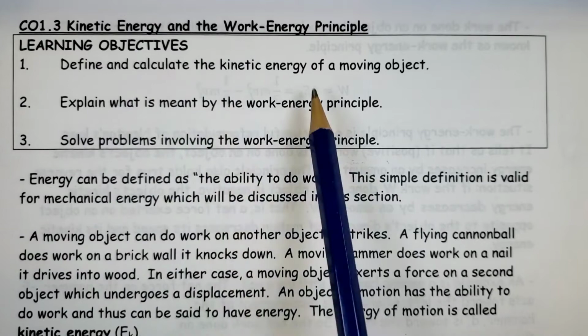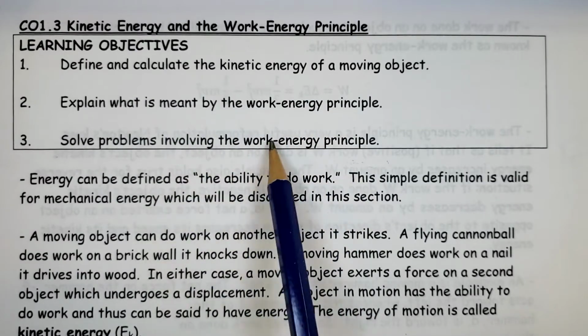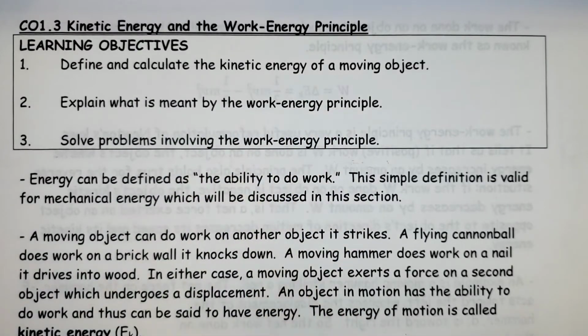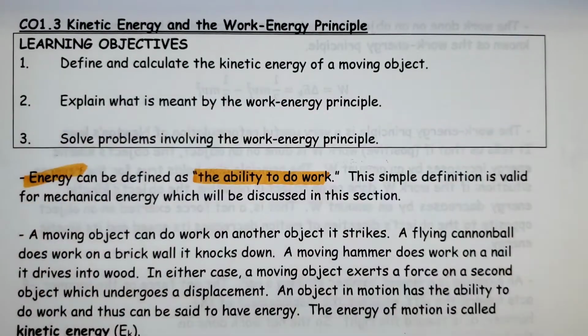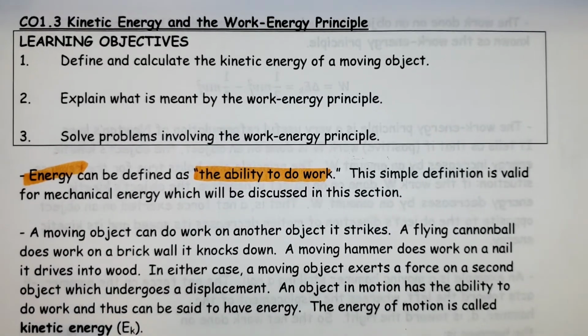So define and calculate the kinetic energy of a moving object, explain what is meant by the work energy principle, and solve problems involving the work energy principle. Energy in the physics sense is the ability to do work. This simple definition is valid for mechanical energy, which will be discussed later in this section.